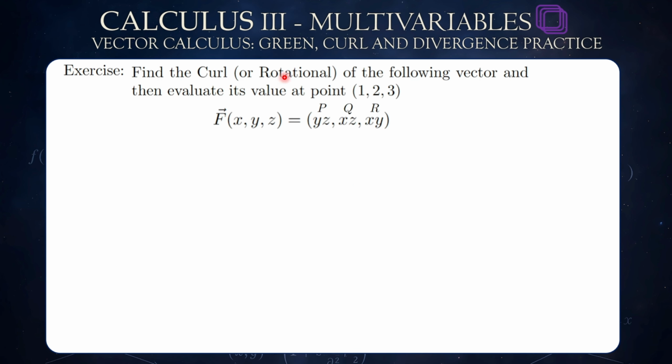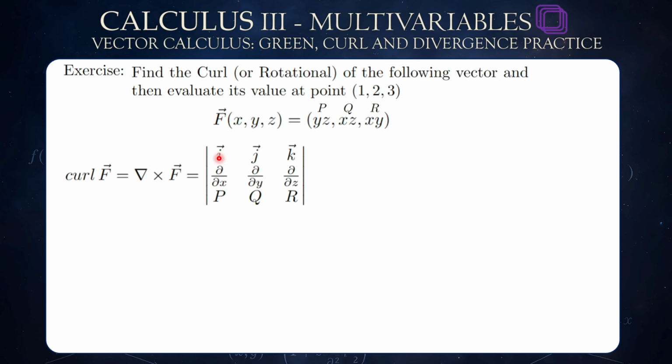Find the curl or rotational of the following vector and then evaluate its value at point 1, 2, 3. The function is given by F(x,y,z) equal yz, xz, xy, P, Q, R respectively. You can try to solve it yourself. Let's move on.